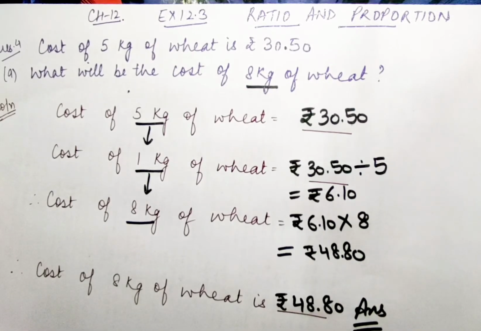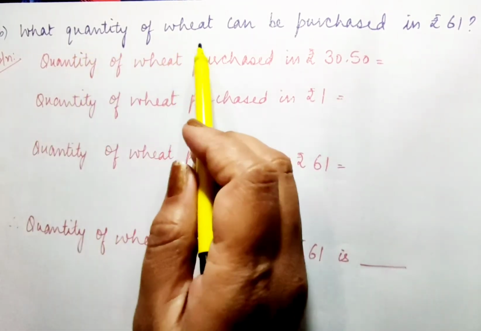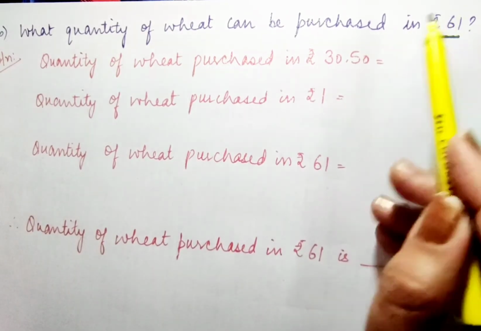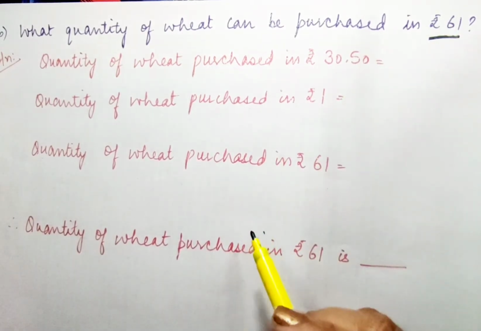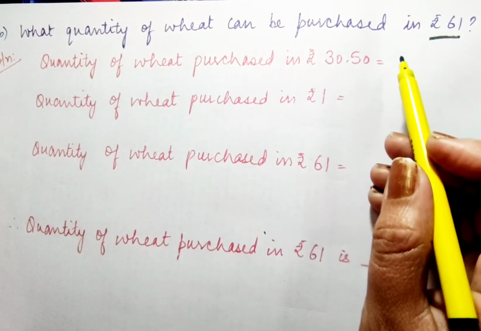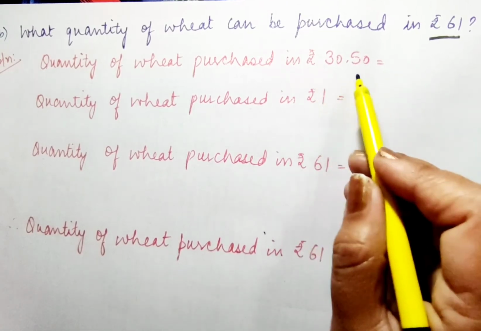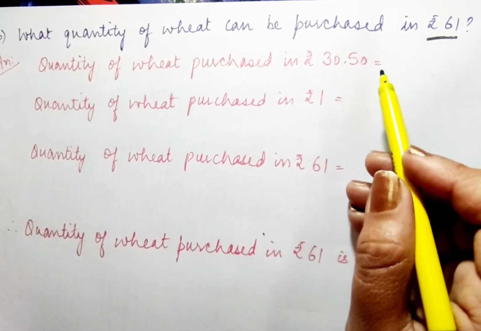Now let's check the B part of question number 4. So now just check. In A part, the cost was asked. Now in B part, what quantity of wheat can be purchased in rupees 61? So quantity of wheat is asked. So on this side, we will write down the quantity now. You must be knowing how to reverse the statement. Okay. So now again we have reversed this statement.